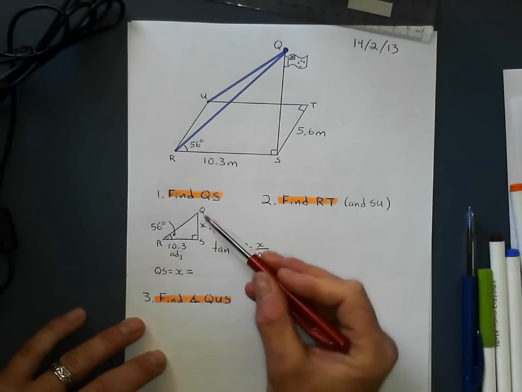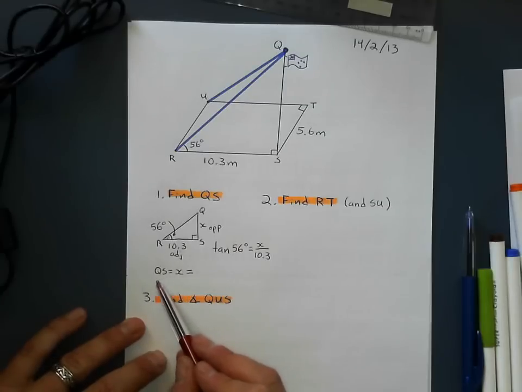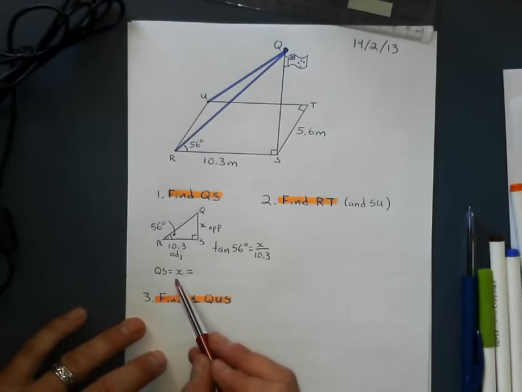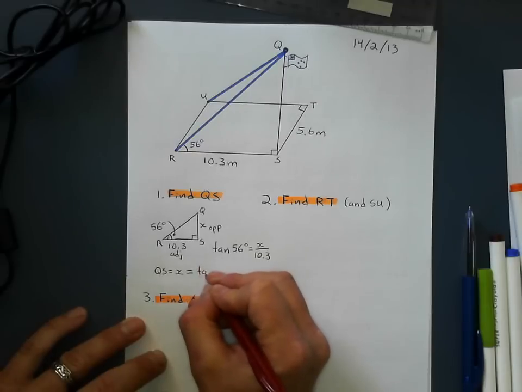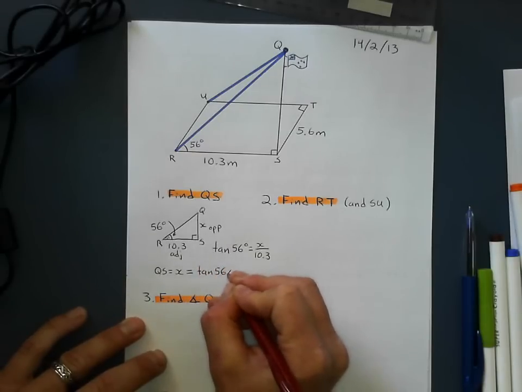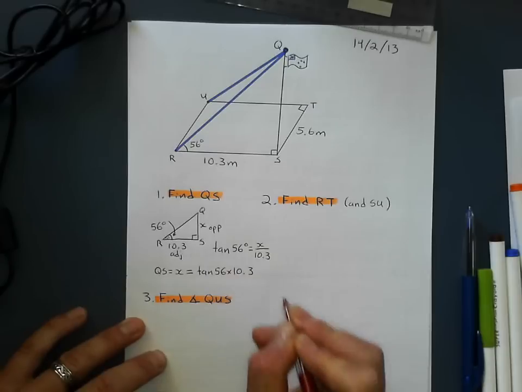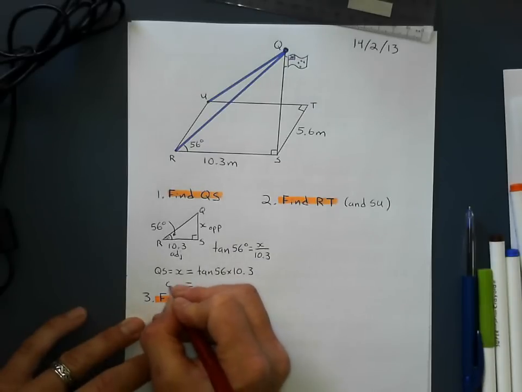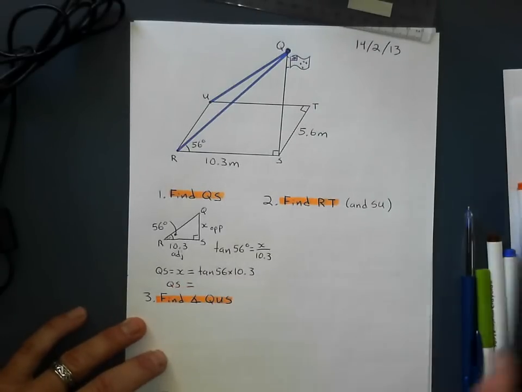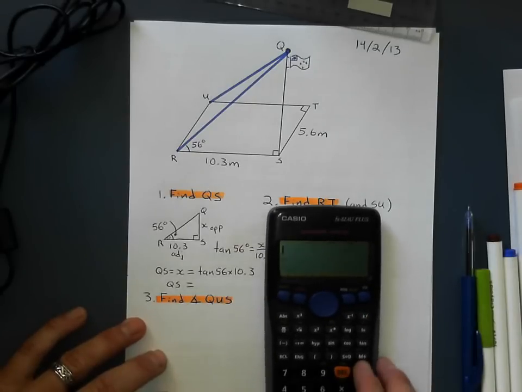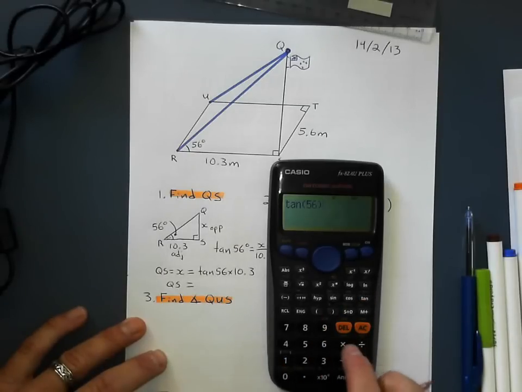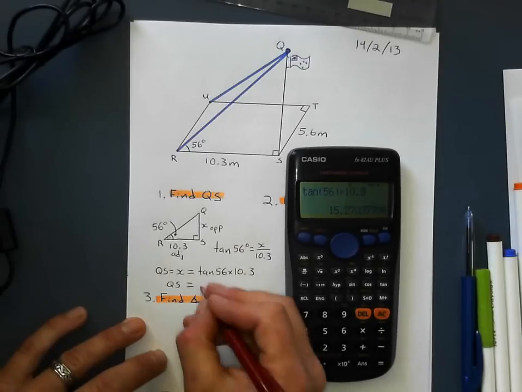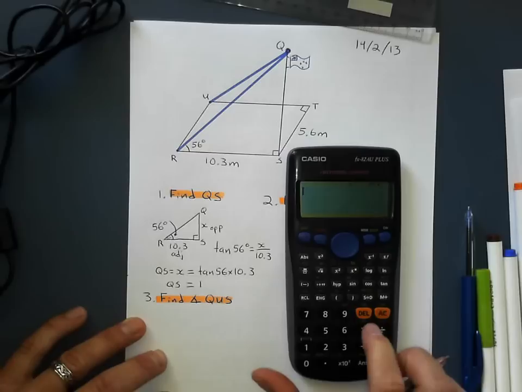And what I said, I labeled QS X. If you want to leave it as QS, that's fine. Doesn't really matter. And we're going to multiply this to solve. Tangent 56 times 10.3. And it just cleared. Why did it do that?